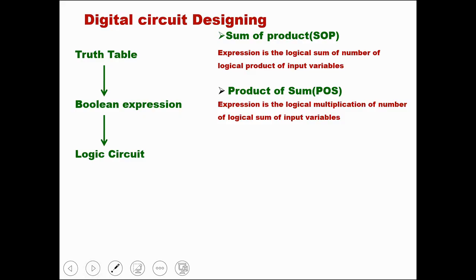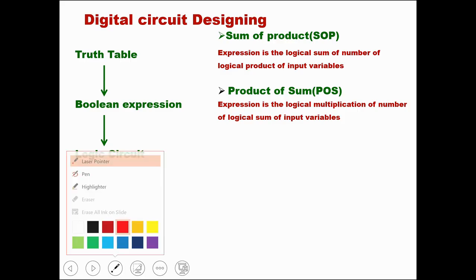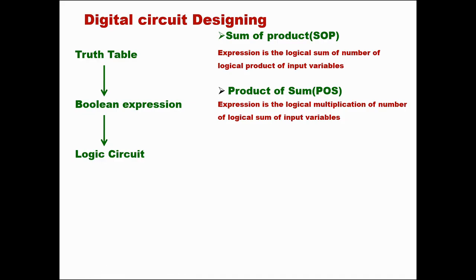So if we want to design a logic circuit, there are different ways. First, if a logic circuit is given, we can form a Boolean equation from the logic circuit, then we can form a truth table. Otherwise, if the Boolean expression is given, we can form a logic circuit and then truth table. But in most of the cases, to design a digital circuit, we have to start from truth table.